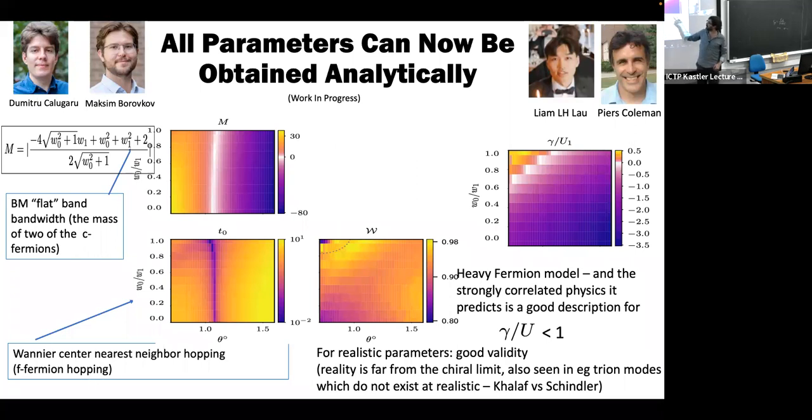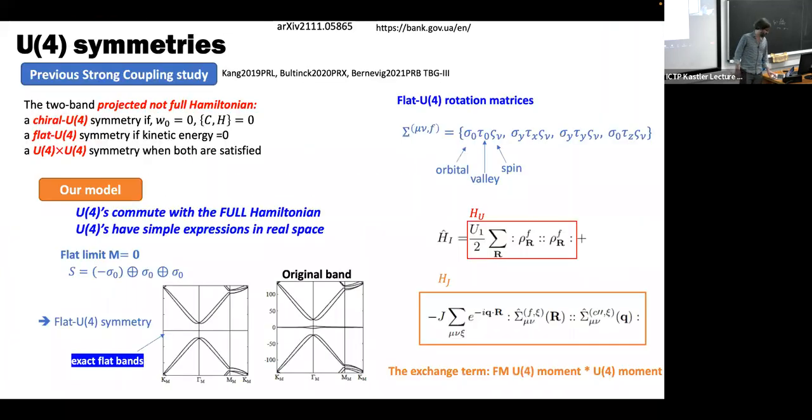This is the chiral limit here at zero. At the chiral limit, it doesn't happen. At the chiral limit, the coupling between the F and the C electrons is much larger than U. But in the region of interest, W0 over W1 equal to 0.8, 0.7, the validity of the heavy fermion model is good. Okay, so now, 1 minute. What do you think? 1 minute, okay, very good.